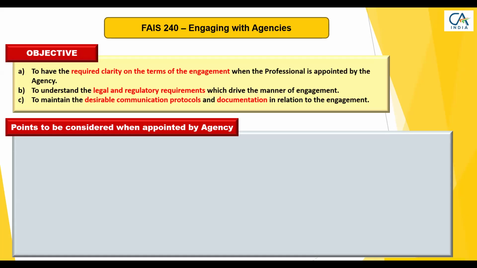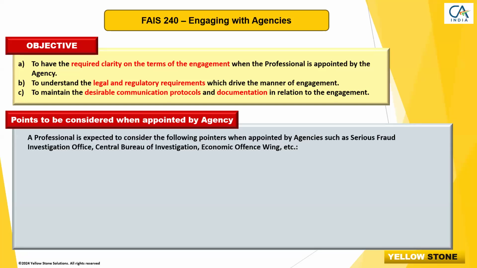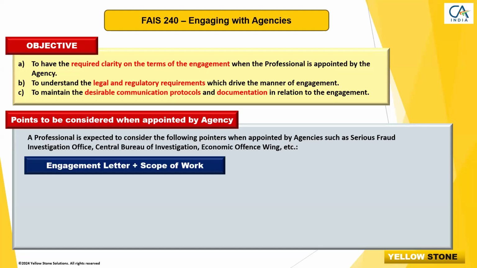So with at least this background, now let's start, because if I directly put the pointers, it will just be more like checkpoints for us. A professional is expected to consider the following pointers when appointed by agencies such as SFIO, CBI, EOW, etc. Engagement letter plus scope of work. It's similar to the previous one, but over here, it has to be specific to that work which is expected.